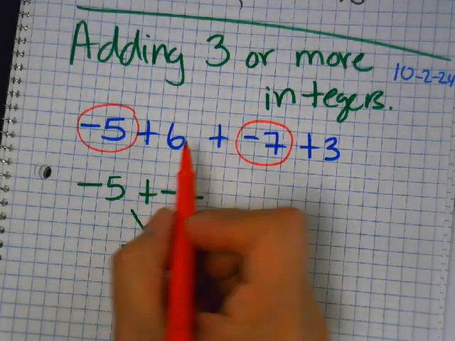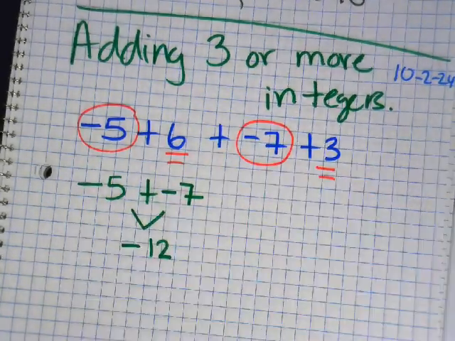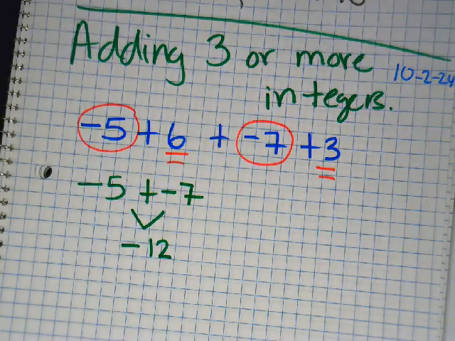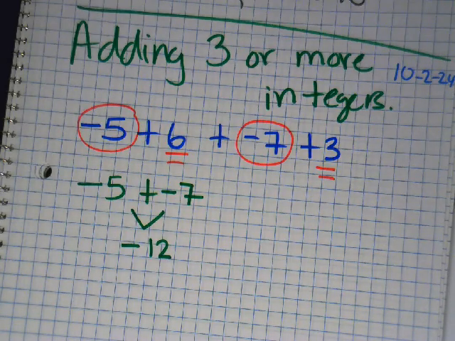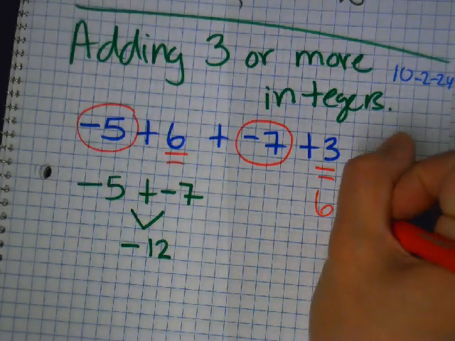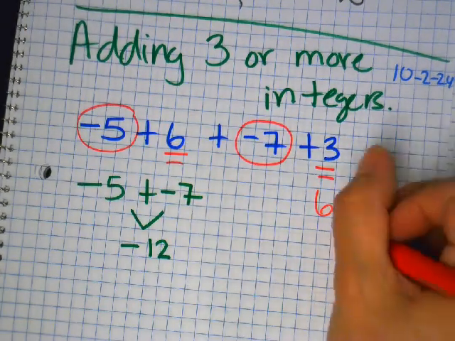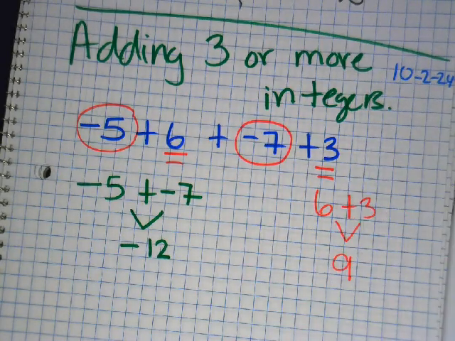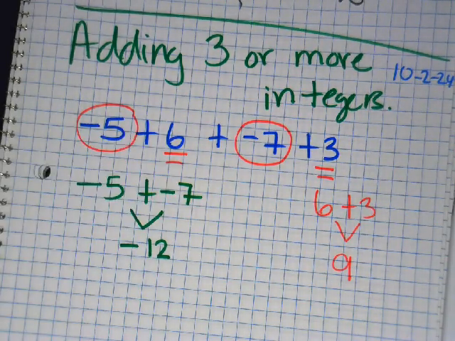Now I'm going to underline the positive numbers, and I'm going to put those 2 together. So, what's 6 plus 3? 9. So, you have 2 problems in 1.